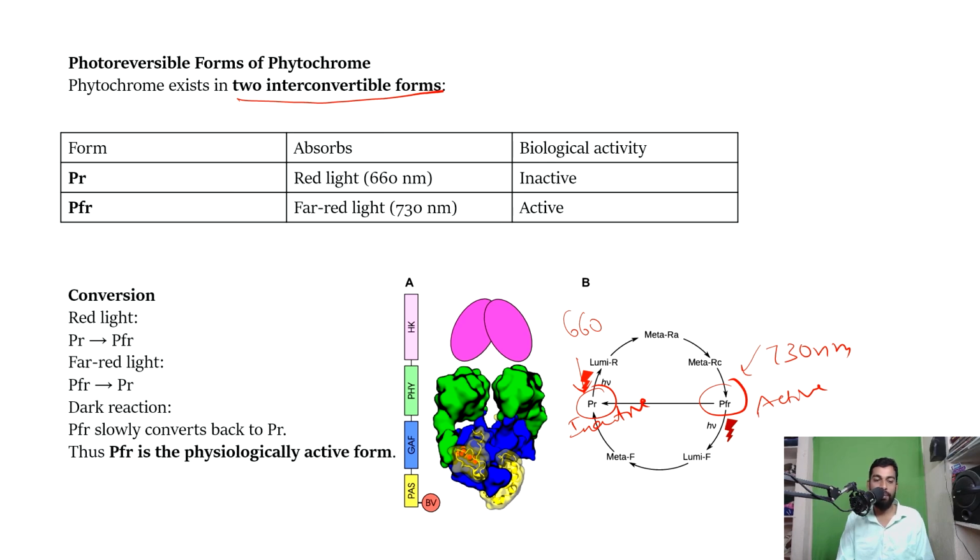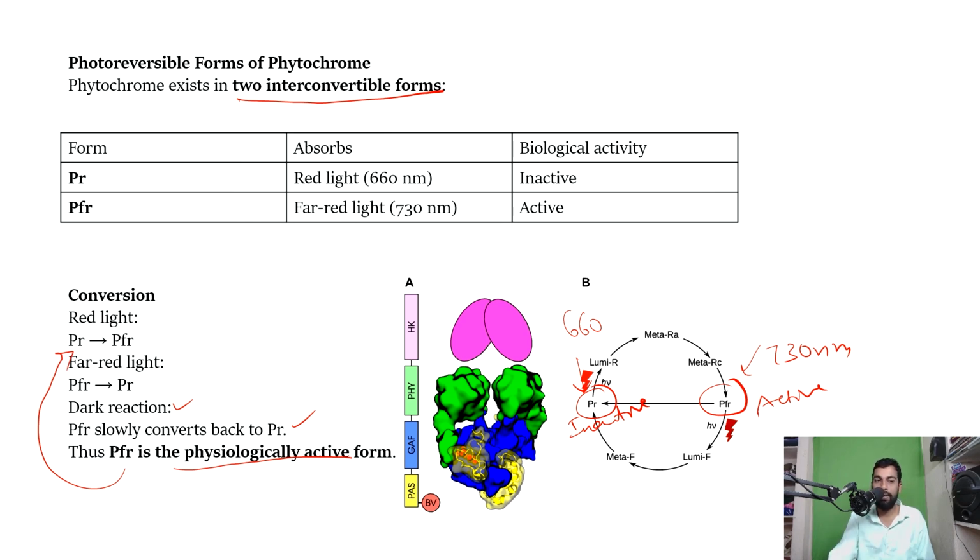Dark reaction: PFR slowly converts back to PR. Why? Here there is no sunlight, so the plant cannot absorb sunlight. So physiological activity should be stopped. To do that, PFR should be inhibited. PFR should be converted back to PR. So it is helpful in the time of darkness.